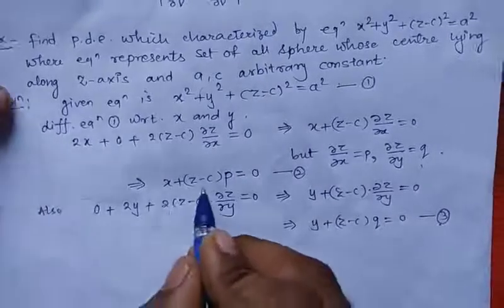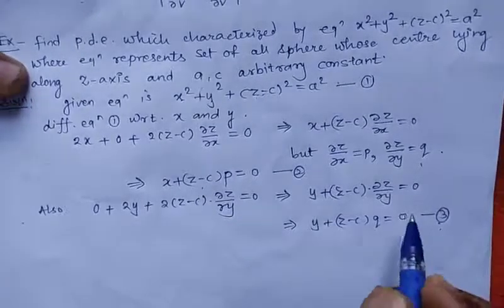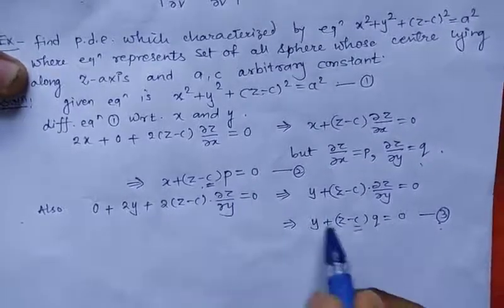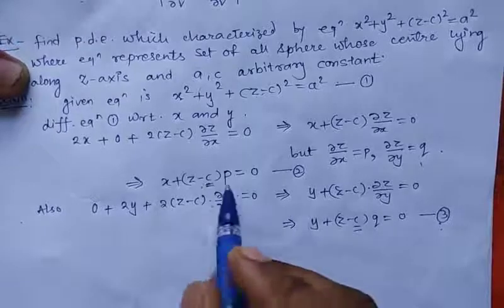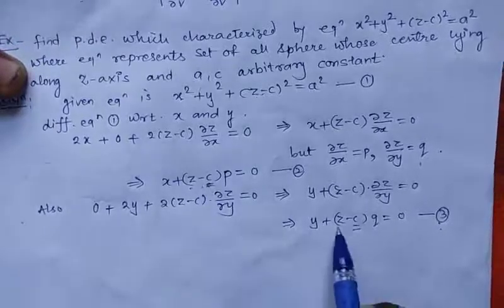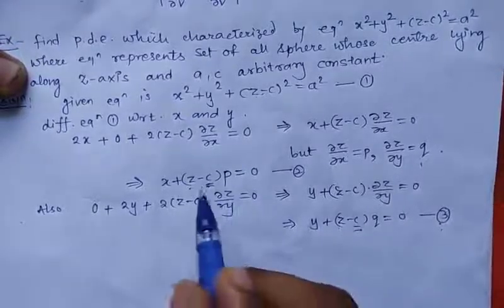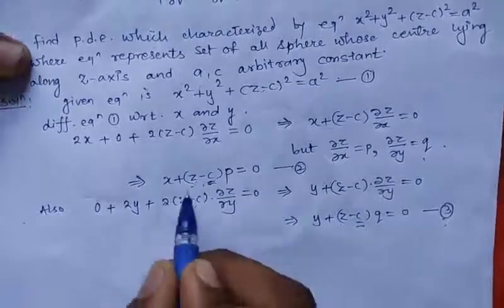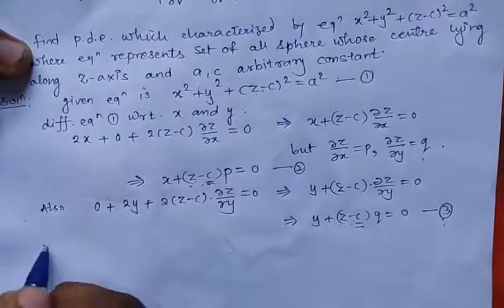We have equation number 2 and equation number 3. Now we eliminate the constant between these two equations. So here the z minus c term and here the z minus c term are the same. Therefore we remove this term. Now we solve these equations for z minus c. Then what do we get?